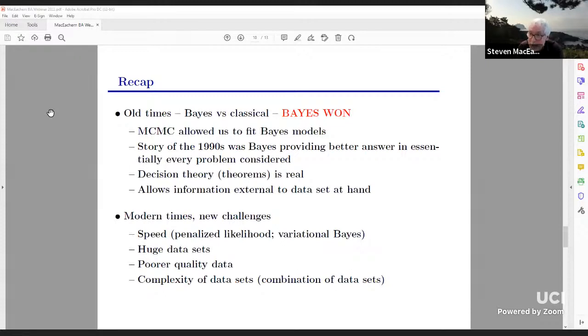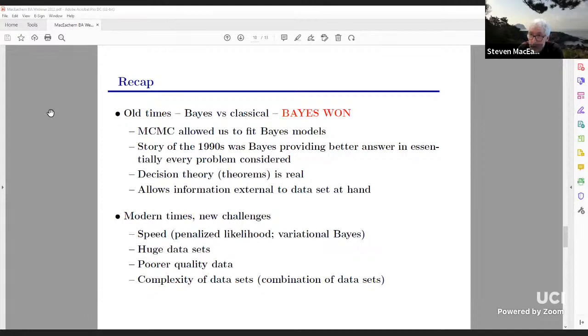And you guys probably have good friends who are classical people. I know I do. And so they fought back. And what could they fight back on? Well, they could say MCMC is slow, and it's faster now than it used to be, but it's still kind of slow. So they sped things up with penalized likelihood, but then there's variational Bayes, which is a different kind of approximation, but also very fast often. With huge data sets, MCMC would often start to break down, and some of the penalized likelihood methods would not.